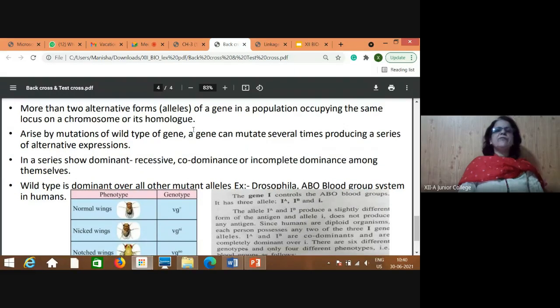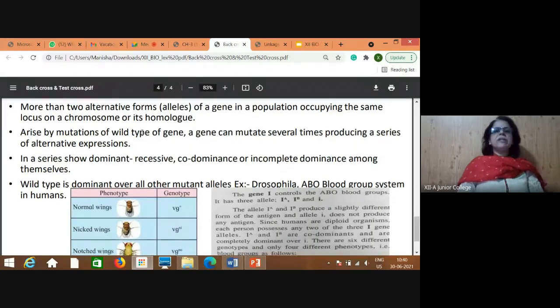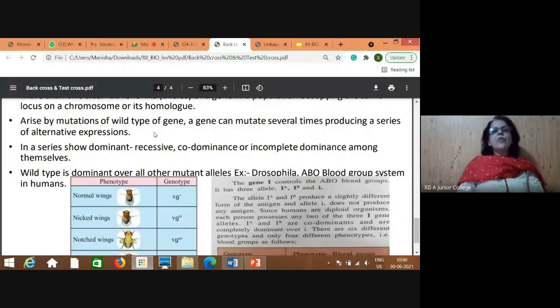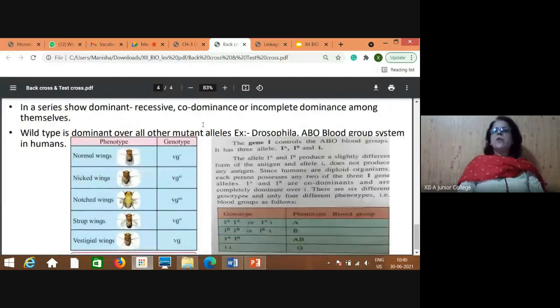Because of these many alternative forms of the alleles, there are chances of mutations. The wild type gene is already present, and that wild type gene undergoes a series of mutations. That gene can mutate several times, and that produces many alternative forms or expressions, and in a series that shows dominant and recessive, along with codominance or incomplete dominance among themselves also. So the wild type is dominant over all the other mutant alleles.